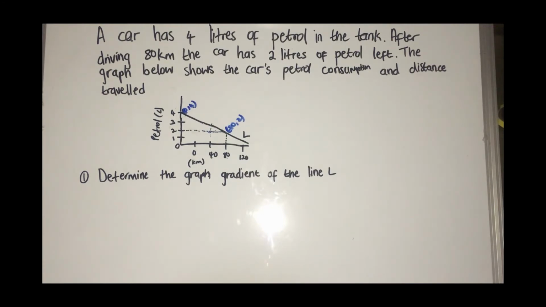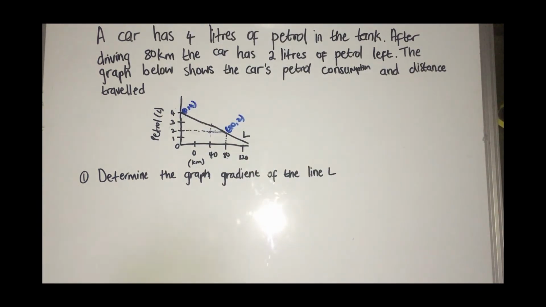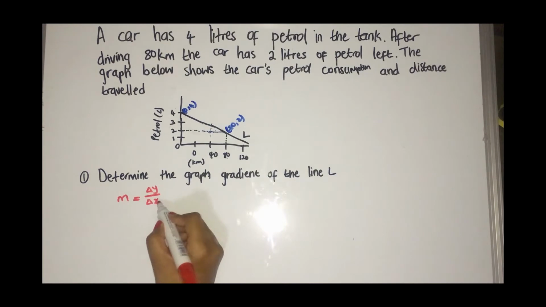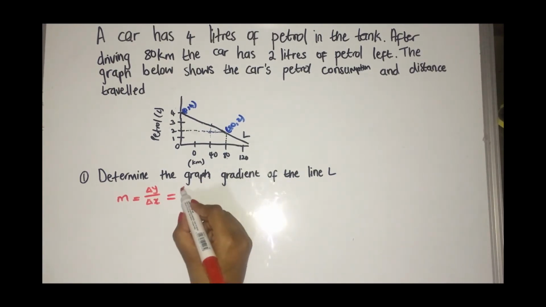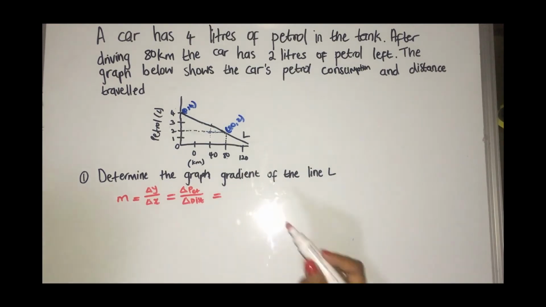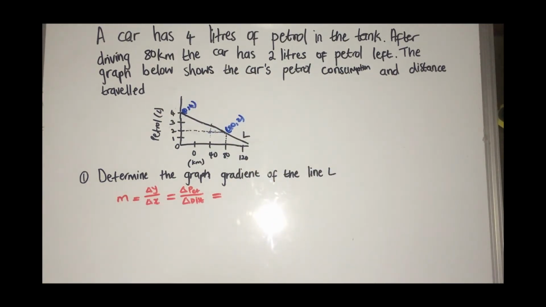Okay, so this graph shows the petrol consumption against the distance the car traveled. When the car travels a certain distance, it uses a certain amount of petrol. Here we see that it is a straight line, so finding the gradient shouldn't be a problem, because the gradient of a straight line is m equals change in y over change in x. In this case the change in y is your change in petrol over your change in distance, and you can choose any point. But since this graph is not up to scale, it's better to use what we are given.